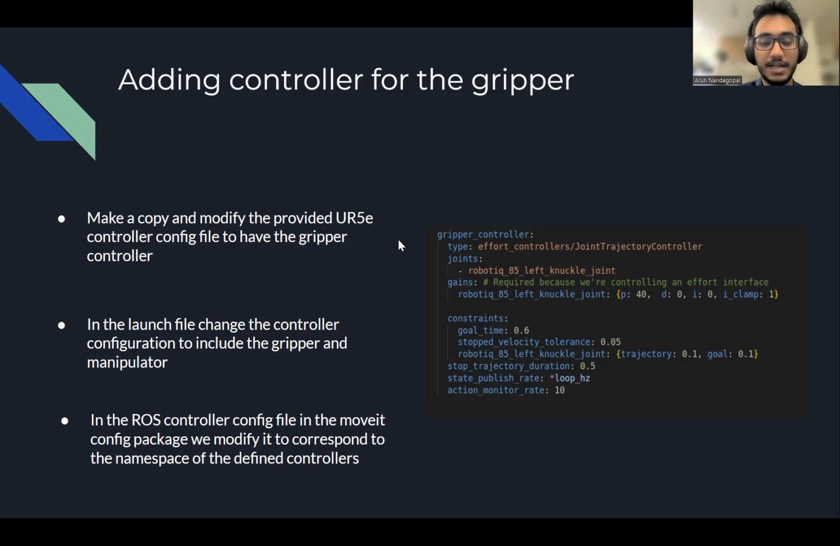Once we have that done in the configuration file, we can include it in the launch file so that the gripper controller and the robotic arm's controller are called upon during the launch. Also, in the ROS controller config file in the MoveIt config package, we need to change the namespace of the controllers to what we have defined in this particular configuration file. By doing this, we would be able to control the gripper as well as the robot, and this can be done in RViz as well.